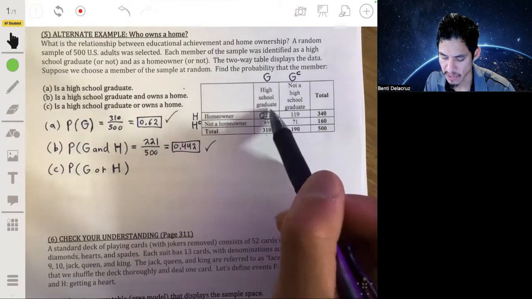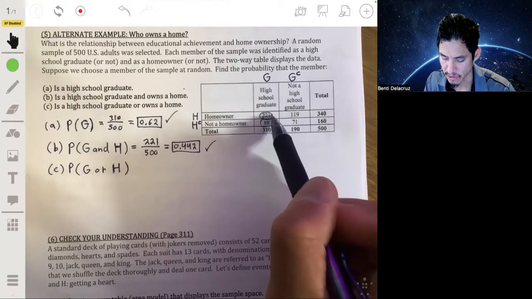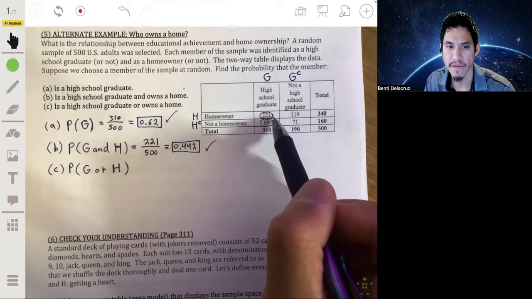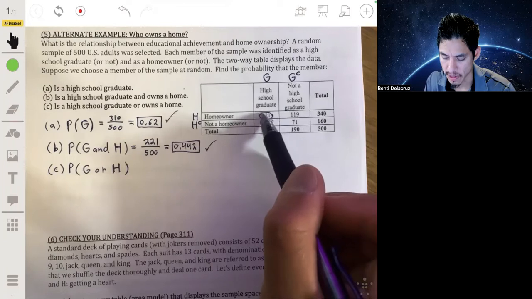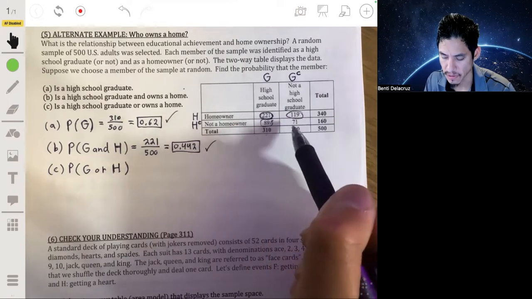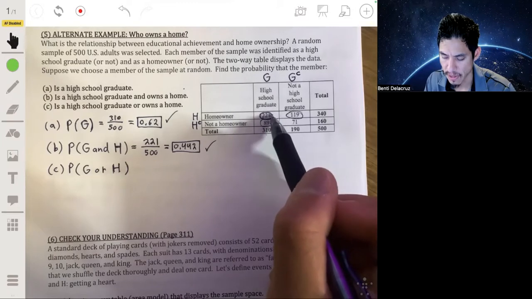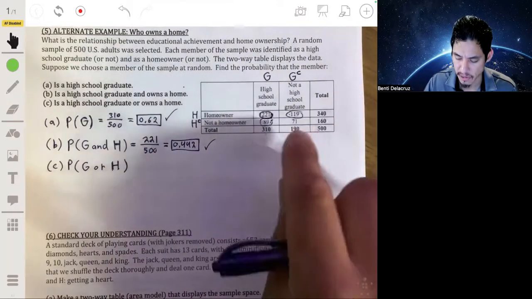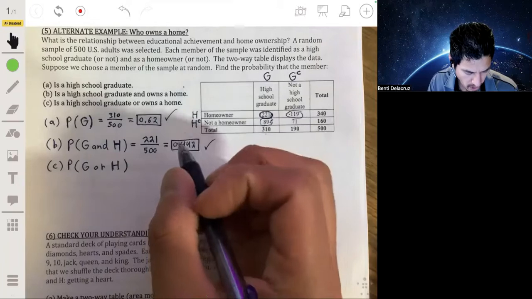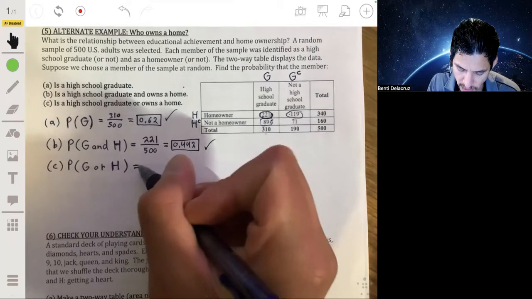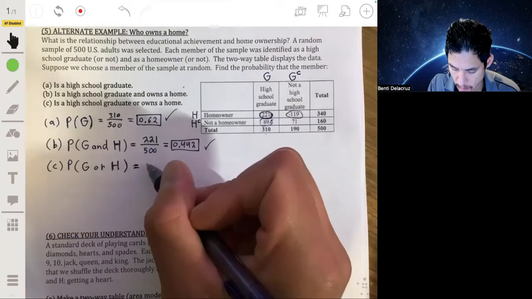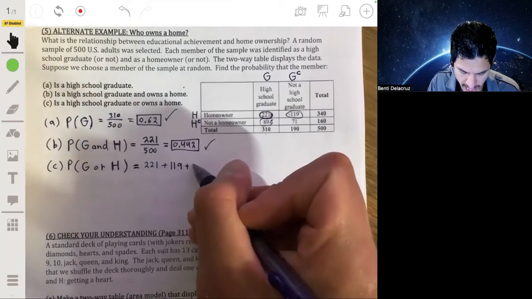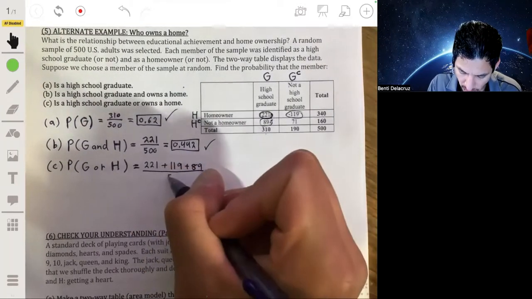So G, or being a graduate, means these two. These two are the high school graduate totals. And then the homeowners are this one and this one. So it's actually these three. These three values would be either that you're a high school graduate or homeowner. So it's basically all of them except that 71. So if you want to show your work, it's fine, but we have 221, plus the 119, plus the 89, and divide that all over by the 500.